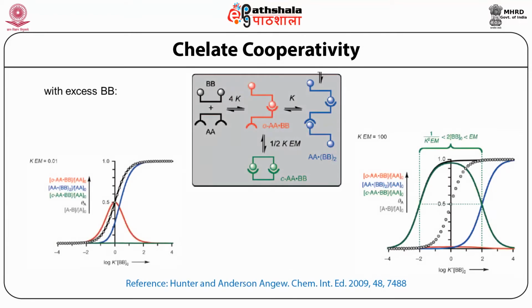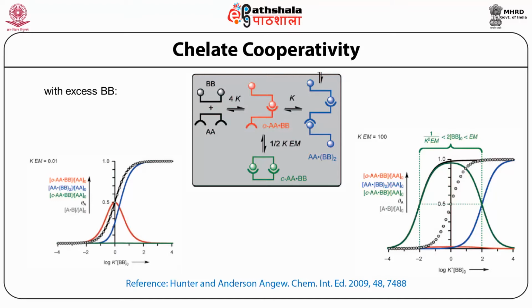When we look into the speciation curve for a system which has the potential for chelate cooperativity, in the first case where the EM is lower than 1, that is 0.01, we see a significant population of the intermediate, which is the red product, the open chain analog, and there is development of this blue trace, that is the supramolecular polymerized product. But the cyclic compound doesn't really form at all.